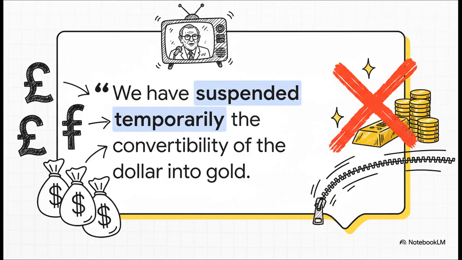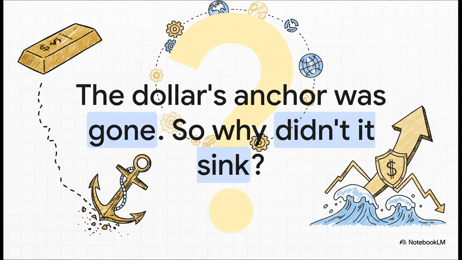So facing a run on its gold reserves, President Nixon went on TV and dropped this bombshell. This Nixon shock, as it's called, ended the Bretton Woods system in a single night. The gold window was slammed shut. I mean, think about that for a second. The entire system was built on that link to gold. That anchor was just gone. Logically, the dollar should have collapsed. Its dynasty should have ended right then and there. But it didn't sink.